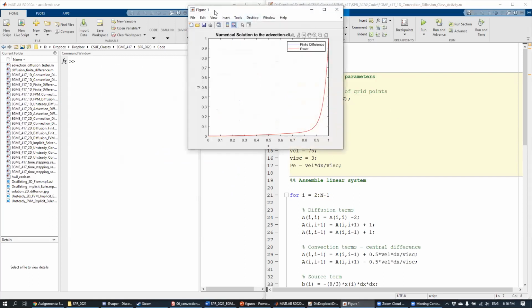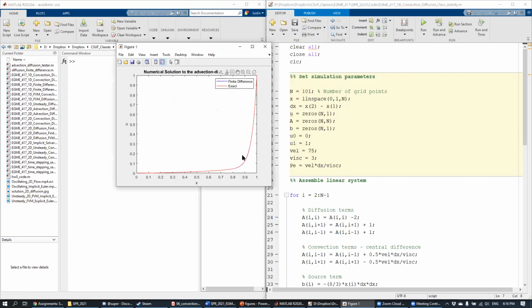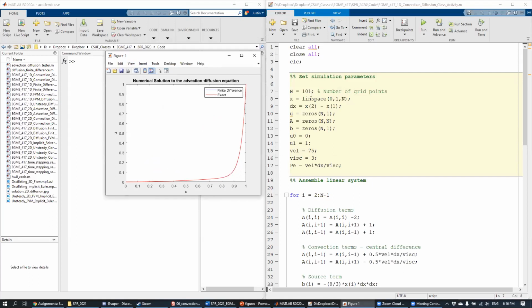Right. And then with the 101 grid points, you can kind of see, it's hard to see because they're right on top of each other, that the blue solution matches with the red one, okay? And so it is possible to get a central difference scheme to work. You just have to pick a grid that's fine enough, right?